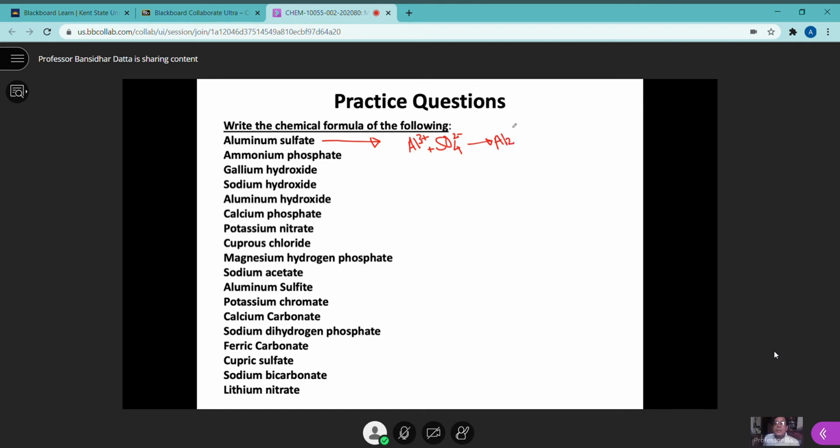Al2, parenthesis, because sulfate is one unit. So SO4 and 3. That is correct. So you have 2 of this and 3 of this. Why? 2 times 3 plus is 6 plus, 3 times 2 minus is 6 minus. So Al2(SO4)3. That is correct. How about ammonium phosphate? Who can give me ammonium phosphate?